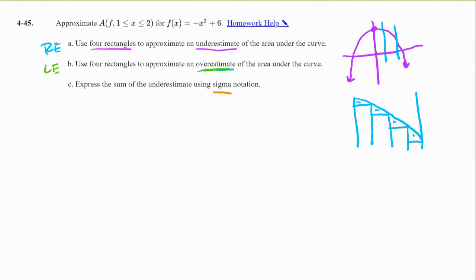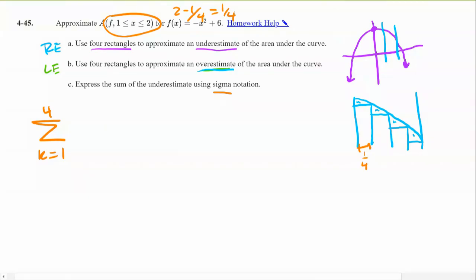But in this one here, sigma notation, I'll start with the right endpoint rectangles. I'm going to say k is 1, and it goes up to 4 because we're using the right endpoint. Then I'm going to say the width of the rectangles, because I'm going from 1 to 2, and I'm breaking it into 4, I know that each piece is going to be 1/4 wide. That's going to be my width here is 1/4.